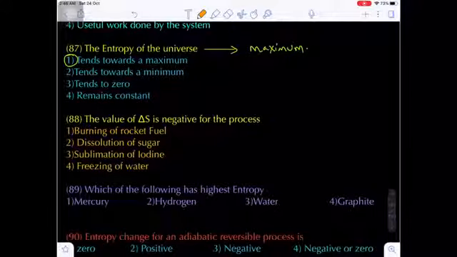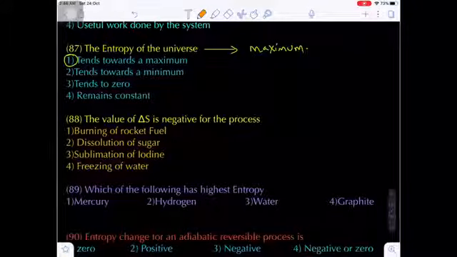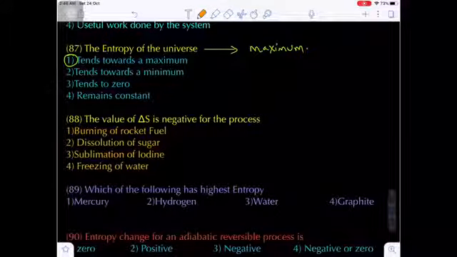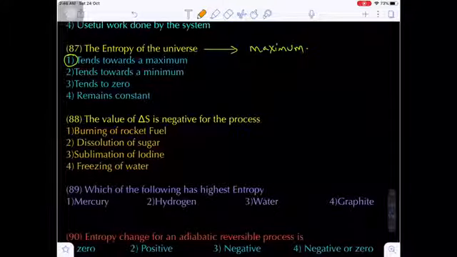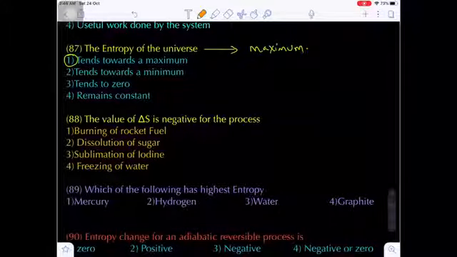The value of delta S is negative for which process? Burning of a rocket fuel, just now I told you, burning of a substance, entropy increases. That means change in entropy is positive. Dissolution of sugar or salt, whatever the substance dissolved in the water, the number of particles increases, thereby randomness increases, change in entropy positive. Sublimation of iodine, yes, solid becomes vapor, definitely delta S greater than 0, that is positive.